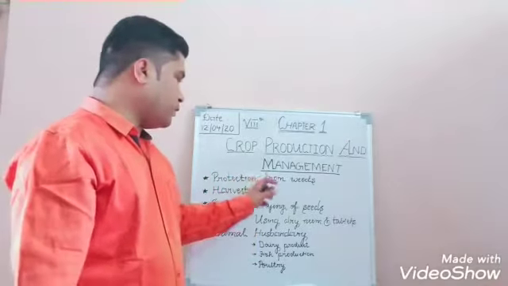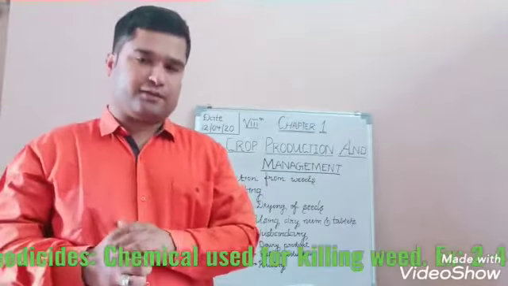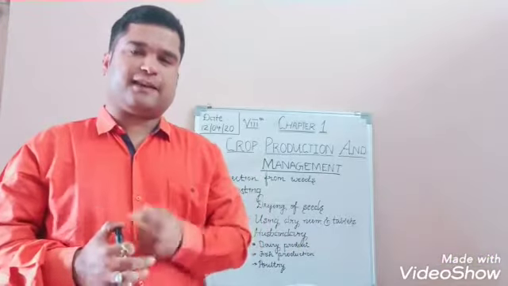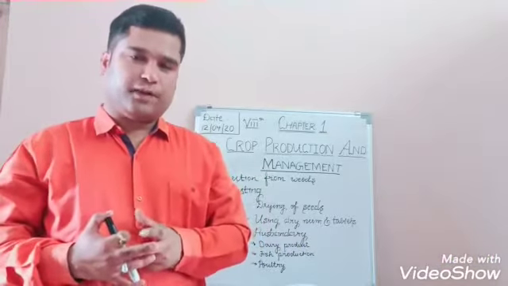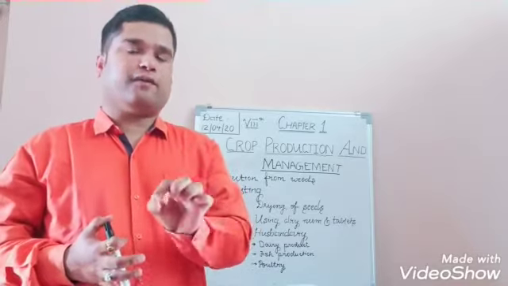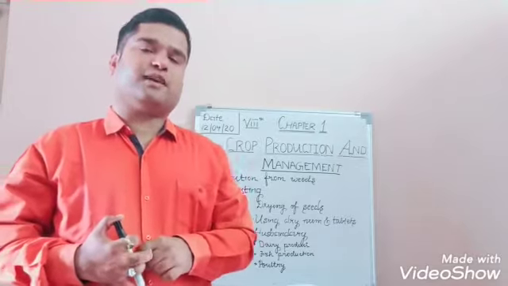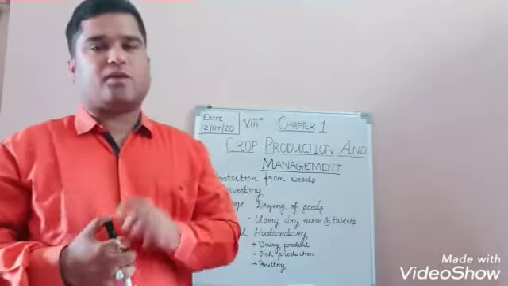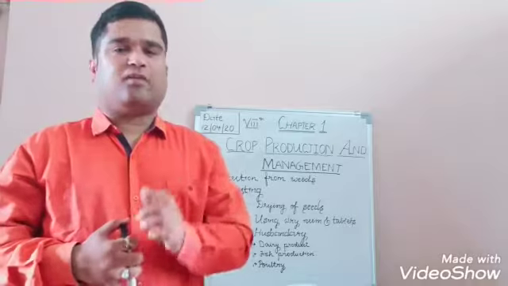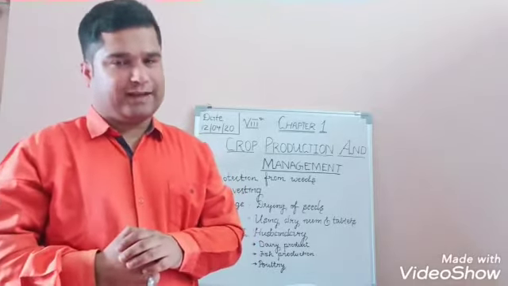Now for their protection we have various kinds of instruments. It may be the sickle, it may be the hoe, or there are certain chemicals. So killing of weeds is known as weeding, and the chemicals which are used to kill the weeds are known as weedicides. And one good example of a weedicide is 2,4-D.